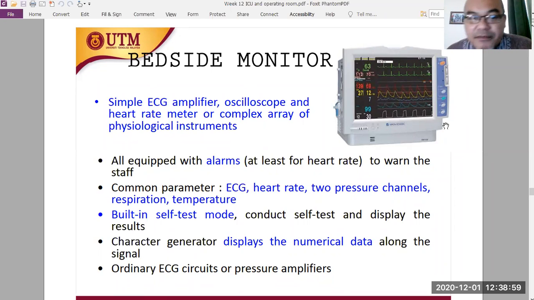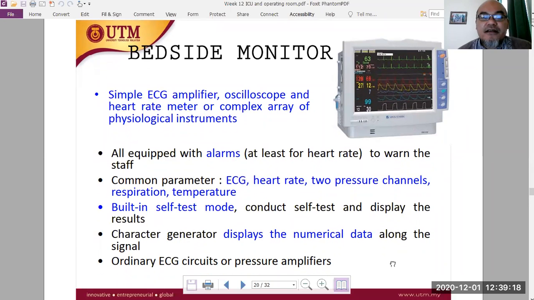Yeah, this is the respiration part. And temperature. I think maybe this one is temperature. The less varying parameter is the temperature. Then the built-in self-test mode conducts self-tests and displays the results. The character generator displays the numerical data along with the signal. This is the numerical data. And it has an ordinary ECG circuit or pressure amplifier.